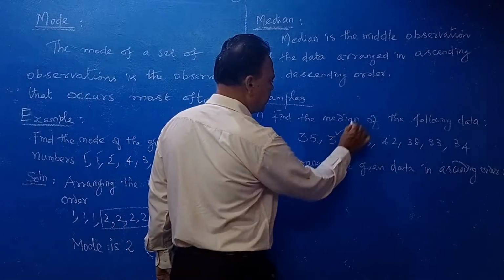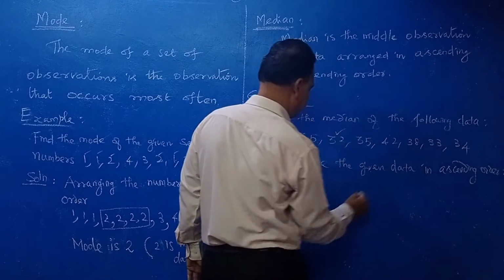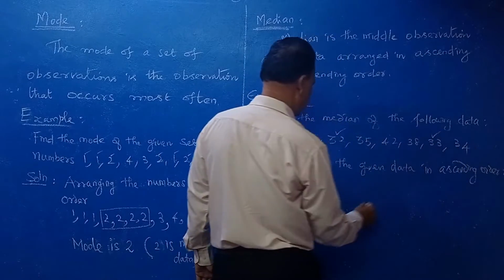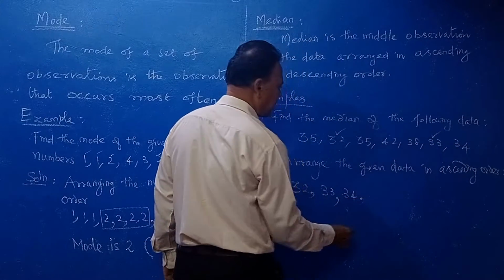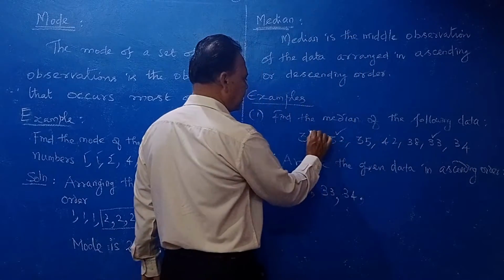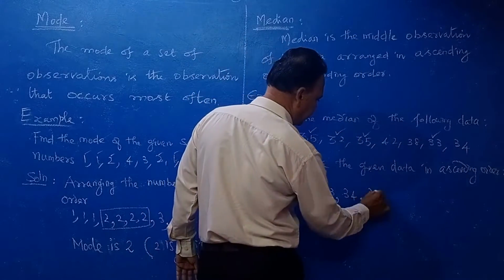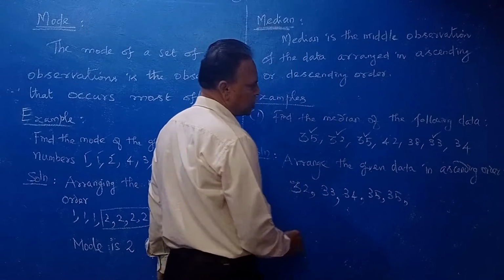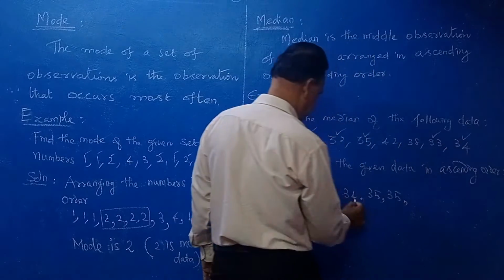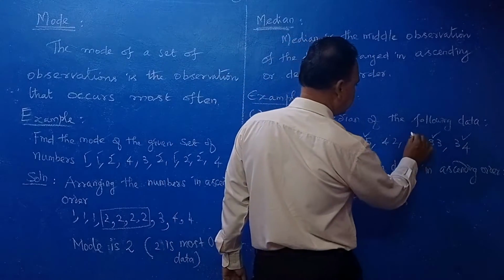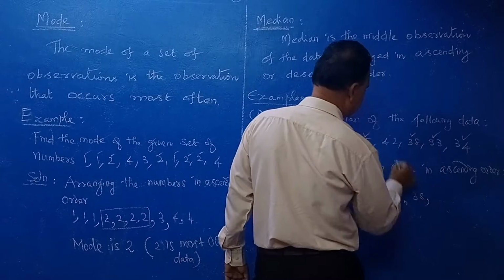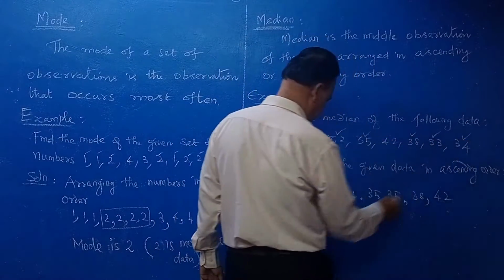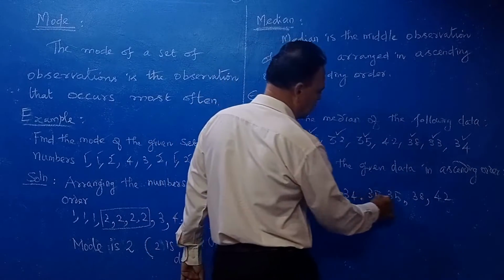Next you write 33. Then 34. Then 35. 35 appears two times, so both times you have to write 35, 35. That is ascending order. Clear? Then next you have 38, then 42. Here you count and check: 2, 4, 6, 7. Yes, it is correctly written.